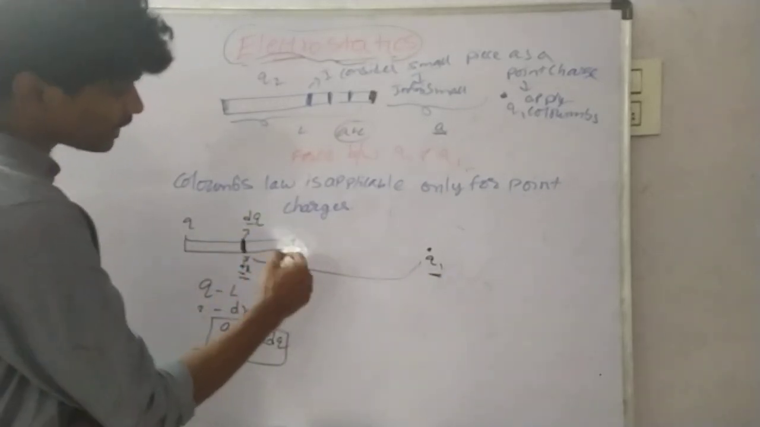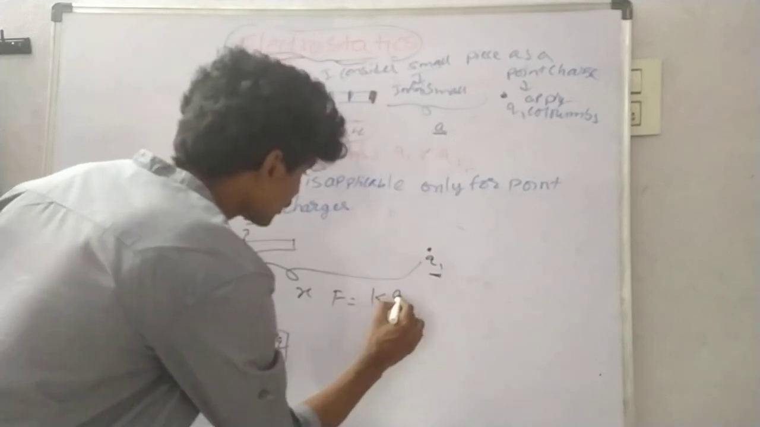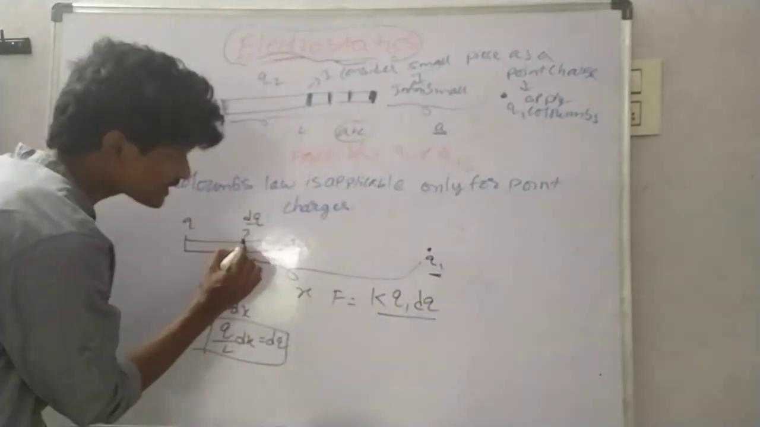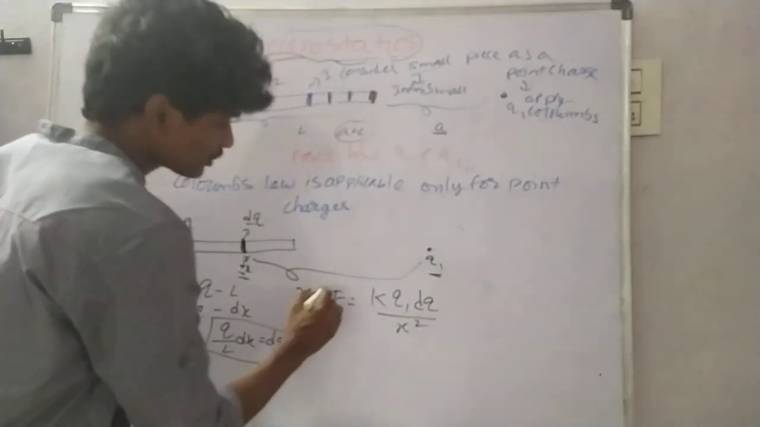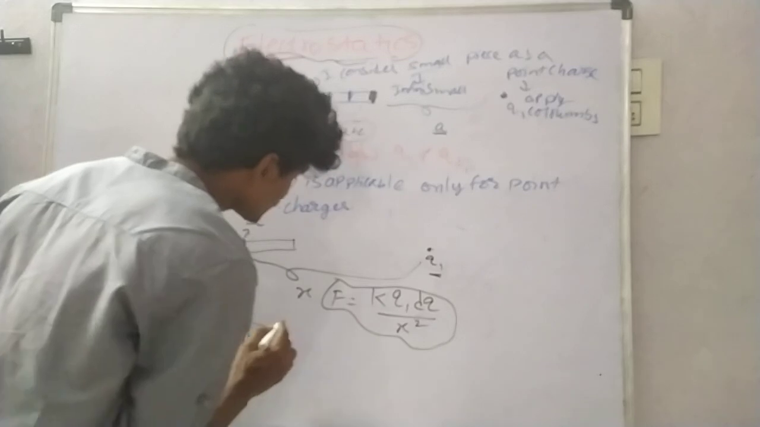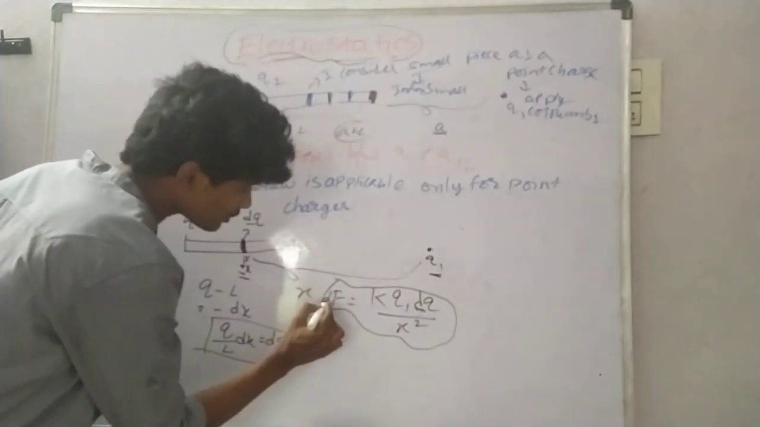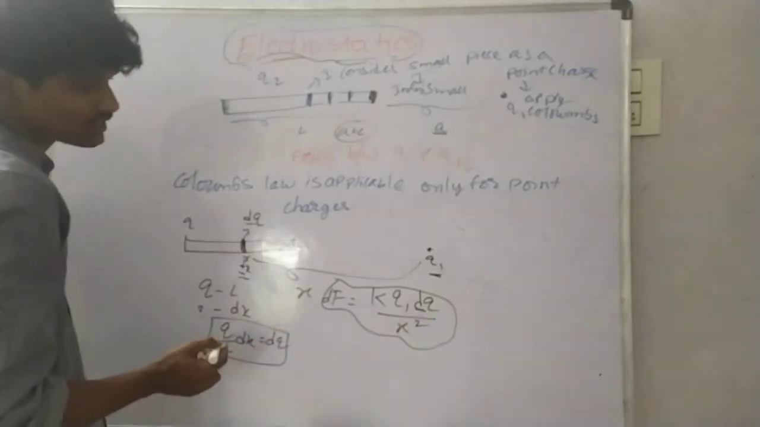So now I can apply Coulomb's law, which states that F is equal to k into q1 into dq by, what is the distance from the point charge to q1? That is nothing but x. So x square. So this is the force. This is the force due to this small element dq. So this is nothing but the small force dF. So I can write dF is equal to k q1 dq by x square.